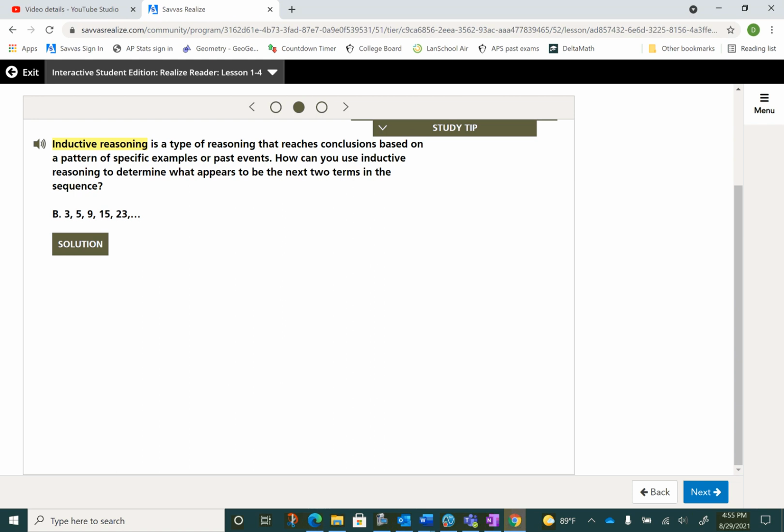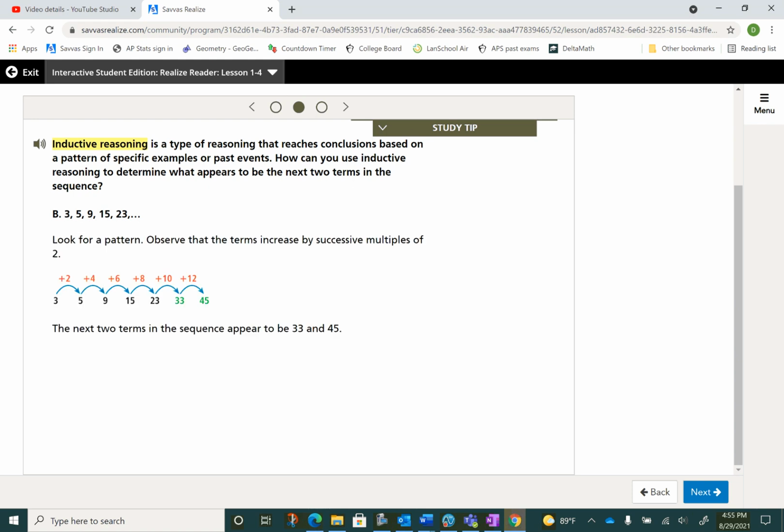3, 5, 9, 15, 23. What's the pattern here? Well, from 3 to 5, that's an increase of 2. 5 to 9, that's an increase of 4. 9 to 15, that's an increase of 6. Now we've got a pattern established here by the successive differences. We're going up by even intervals here. We're adding 2, add 4, add 6, add 8. So for the next one, we should add 10 and get from 23 to 33. Then from 33, add 12 and get to 45.